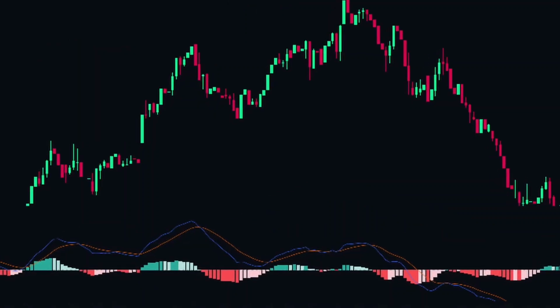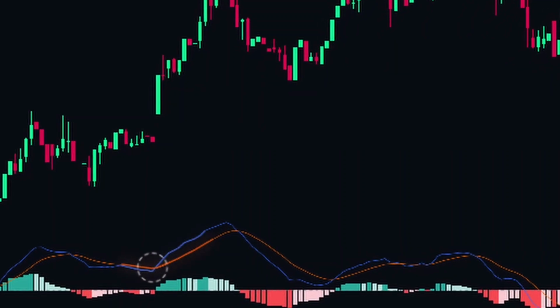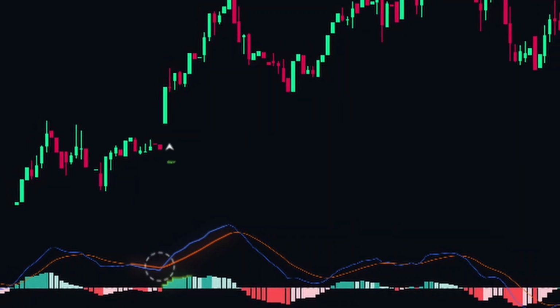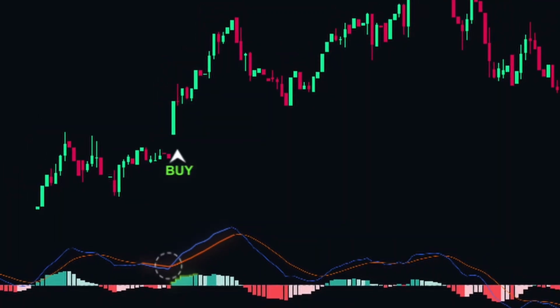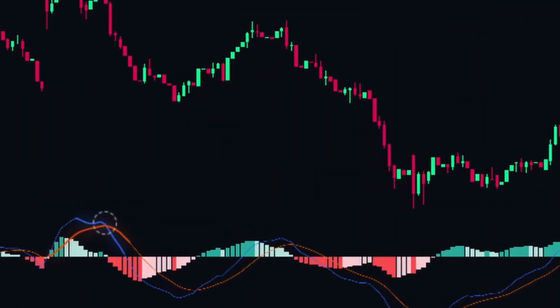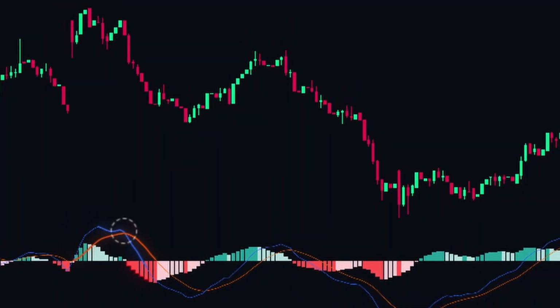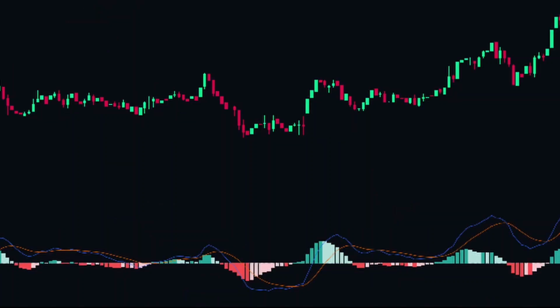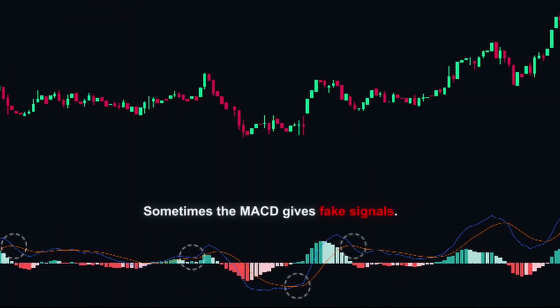For example, look here. The crossover occurred above the baseline. The green histogram is slowly rising, so this was a strong signal. Similarly, you could have made a sell entry. Look here, the blue line crossed the red line from below, and the histogram also slowly started rising. This meant there was a good opportunity for a sell here. So, you could have sold here. But this MACD sometimes gives fake signals, and I will tell you how to avoid these fake signals later.